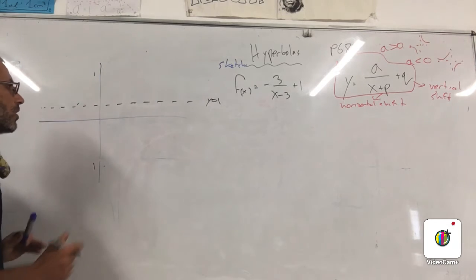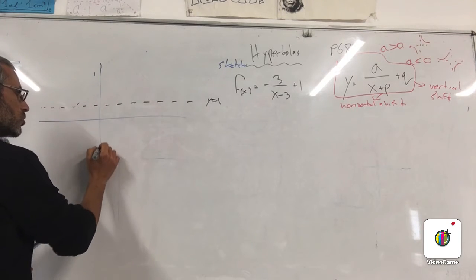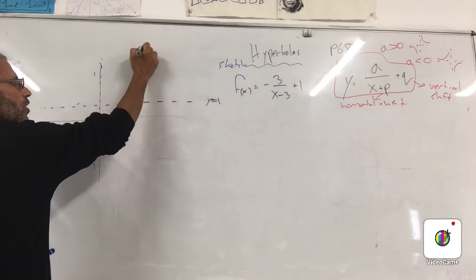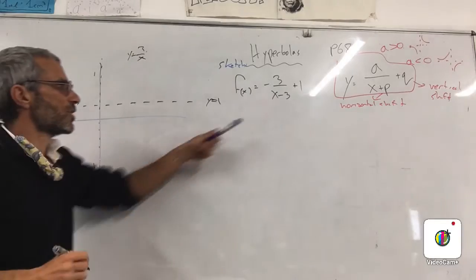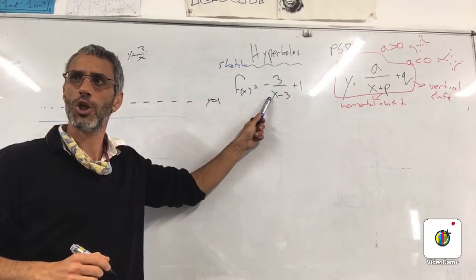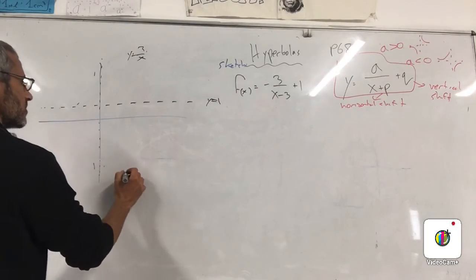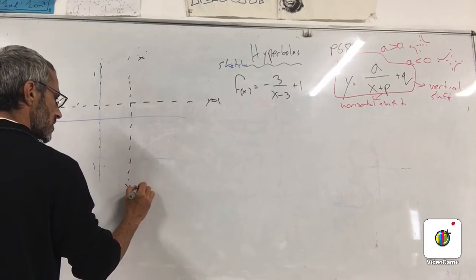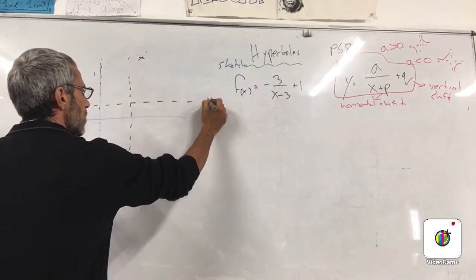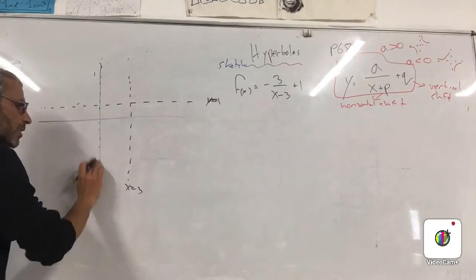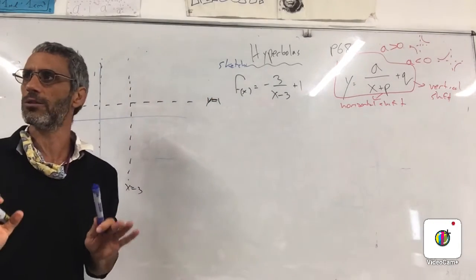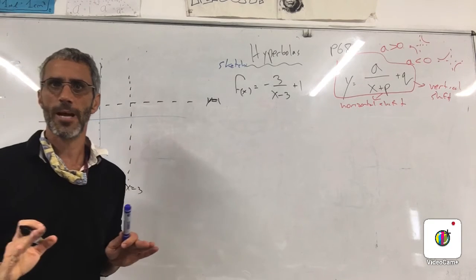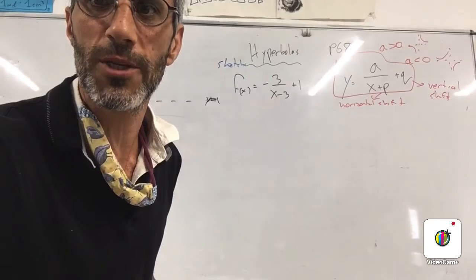Now, initially the vertical asymptote was here. That was my old one when it's just 3 over x. But now I shifted it to the right. How much? 3. So my new line of symmetry is going to be x equals 3. These are my 2 asymptotes. And that's my grid. That's what I base everything on. Are we happy with that? Okay, I'll just pause here and see that you got that.